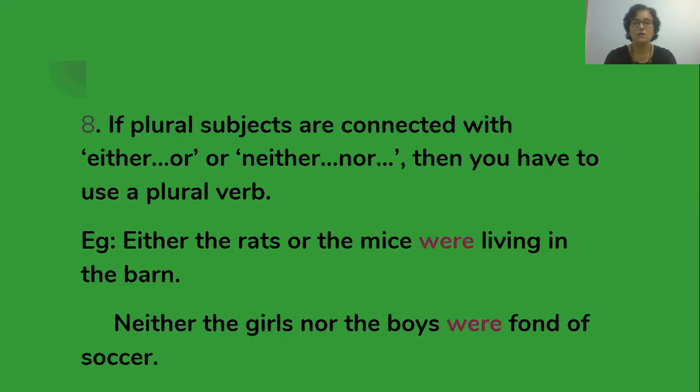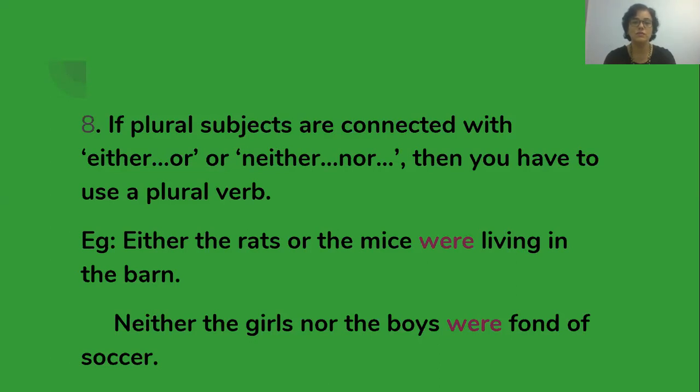The 8th rule. If plural subjects are connected with either or neither nor. Now, in the previous rule, we saw singular subjects connected with these words, either or neither nor. Now, suppose there are plural subjects that are connected with these words, then you have to use a plural verb. Easy to remember? The previous rule said that if you have these words, either or, neither nor, in a sentence, and the subject is singular, use a singular verb. This one says that if you have these words and the subject is plural, then you use a plural verb.